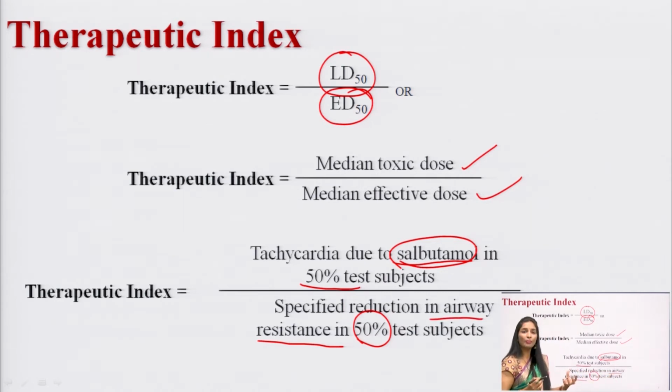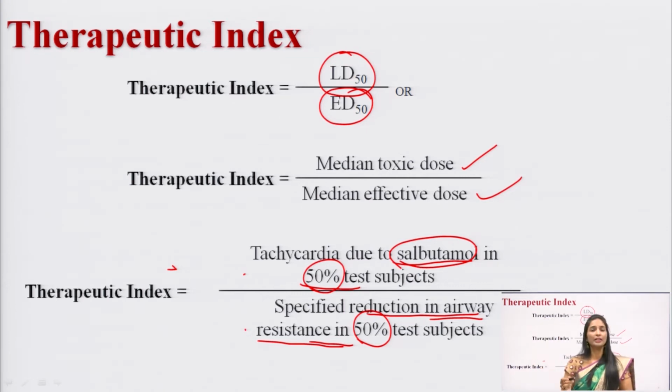So what is the therapeutic effect of salbutamol? Salbutamol will reduce the airway resistance. It can decrease the inflammation, decrease the congestion, and decrease the contraction of the muscle. So here you have to take 50% of a population, check the toxic dose and check the therapeutic dose, which you can call the therapeutic index.